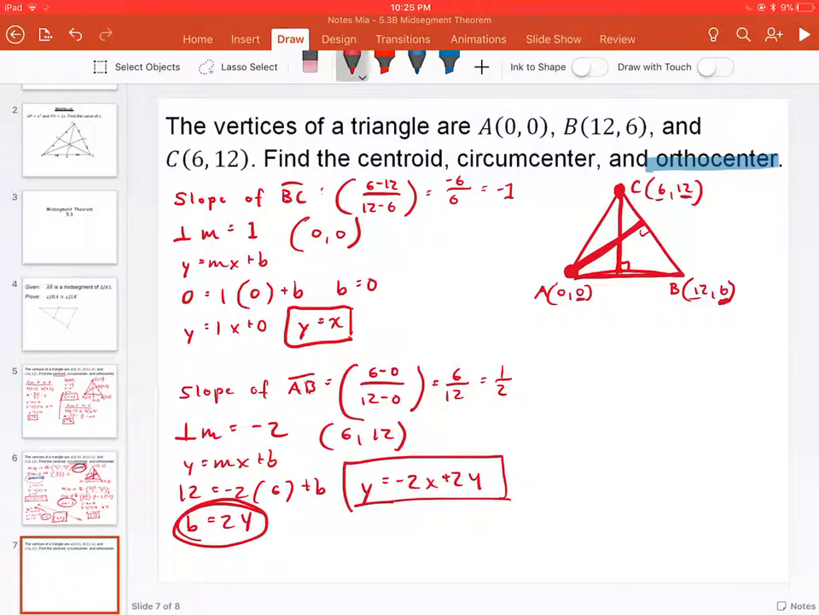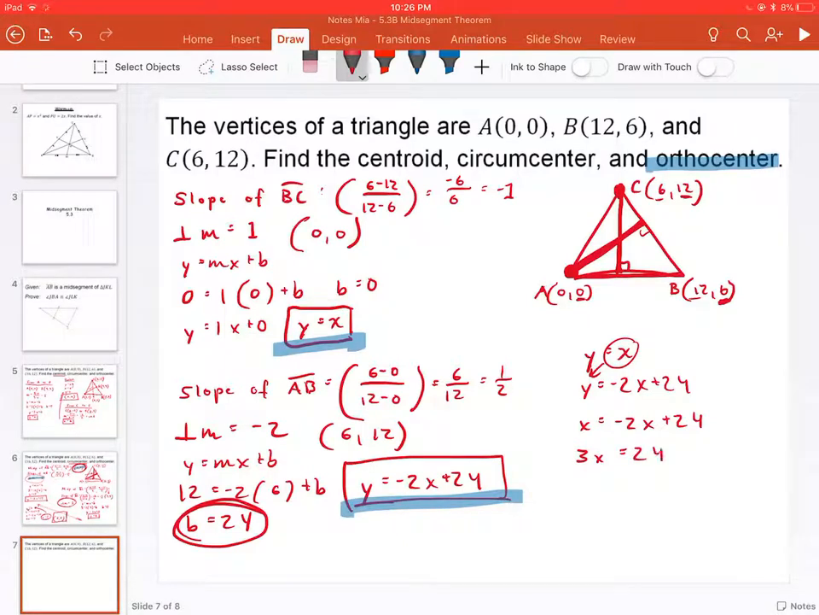So now we have our two equations right here and right here, so we can solve this system and find out where they intersect. So y equals x, y equals negative 2x plus 24. I'm going to plug this x in right here, and we should get x equals negative 2x plus 24. We'll add the 2x to both sides, divide by 3, x should equal 8, and we know x is the same as y from up here. So your orthocenter should be 8, 8.